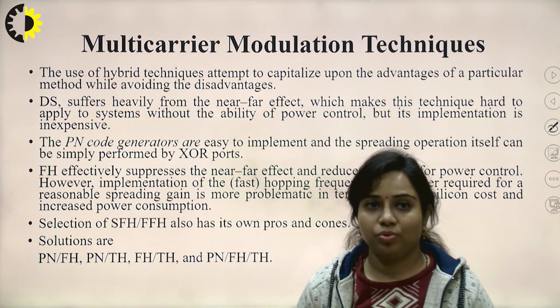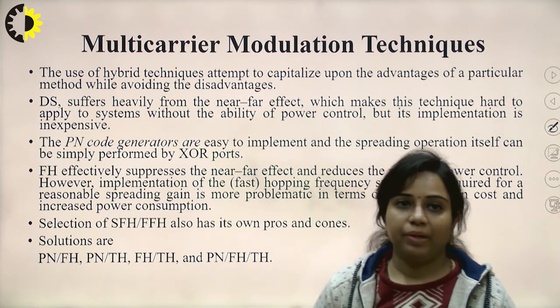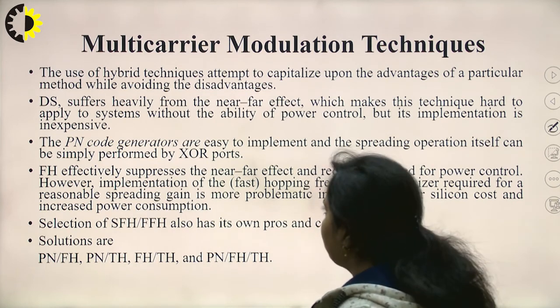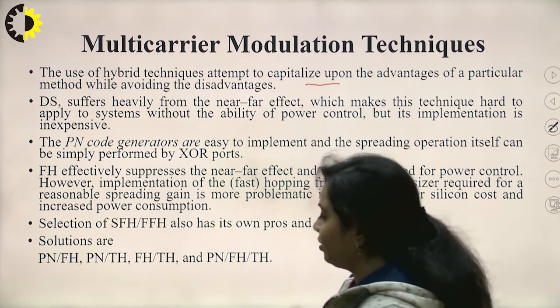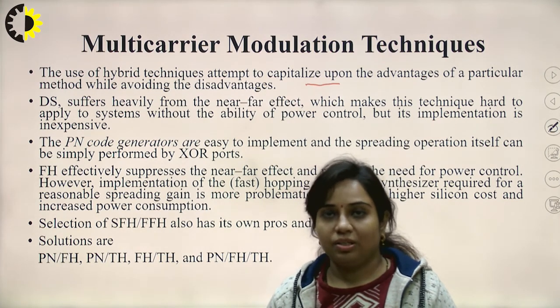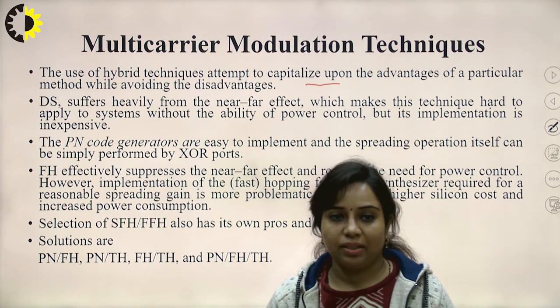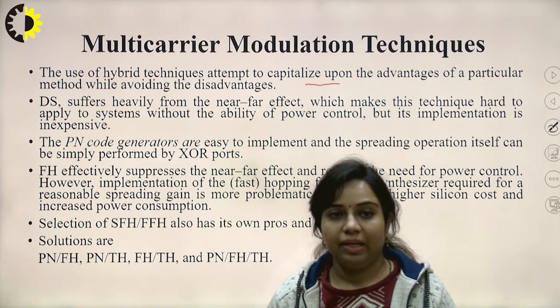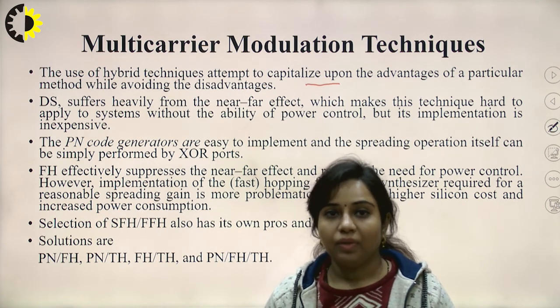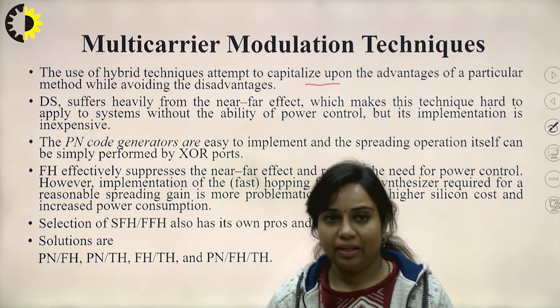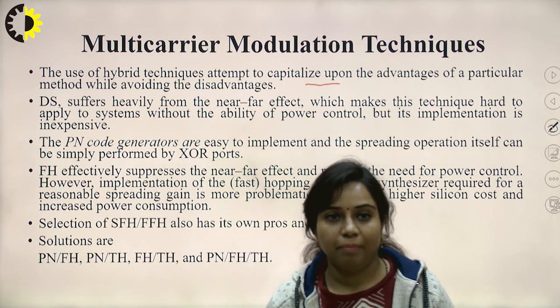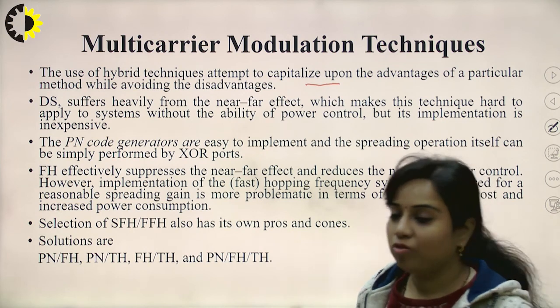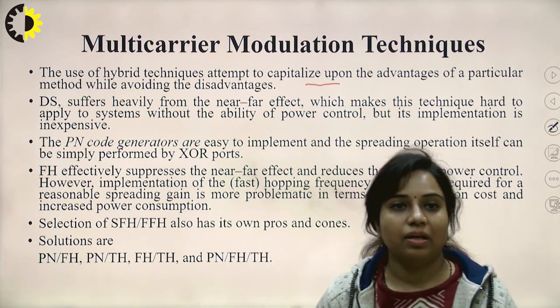Now the last topic of today's lecture is the MCM technique, that is the multi-carrier modulation technique. The use of hybrid techniques attempts to capitalize upon the advantages of a particular method while avoiding the disadvantages. After learning the three individual techniques, time hopping, frequency hopping and DSS, we can move to the hybrid technique also, which will combine the advantages of some techniques and avoid the disadvantages of another. So basically it is the plus point of using different types of methods in a single method, that is called a hybrid technique.